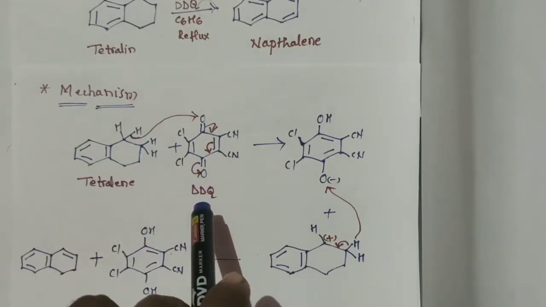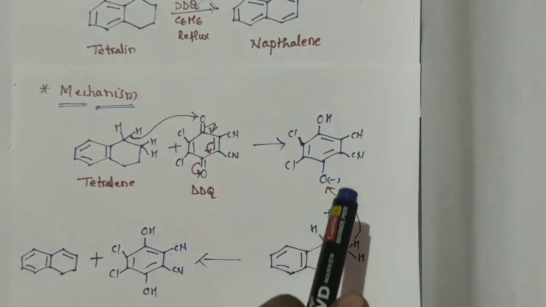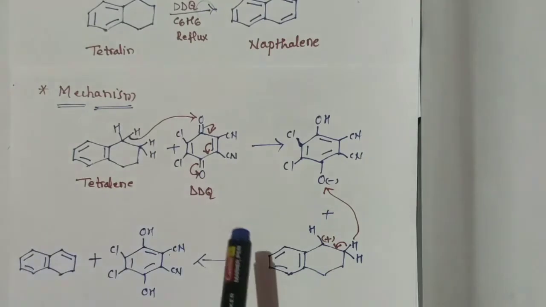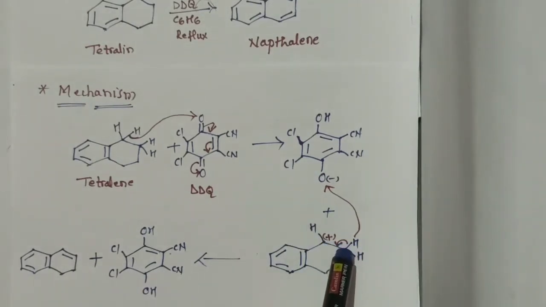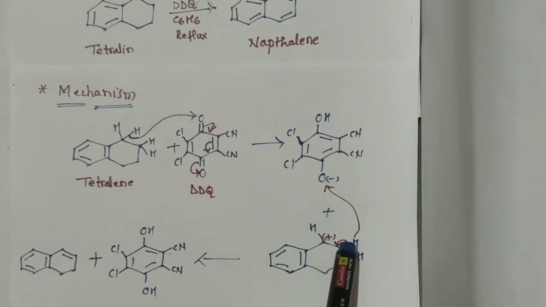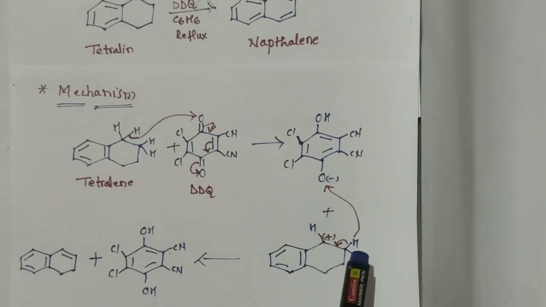Then this DDQ abstracts a hydride ion, and after abstracting the hydride ion, DDQ is converted into a phenolate ion, and this carbon atom is converted into C+. We can see that in this structure. Then at this position, the carbon atom neighboring this carbocation shares the bonding electrons present between C and H. After sharing this bonding electron with the carbocation, this hydrogen is eliminated as H+.